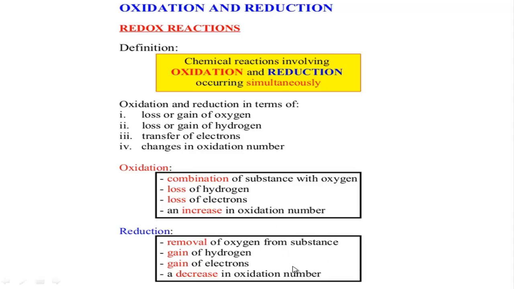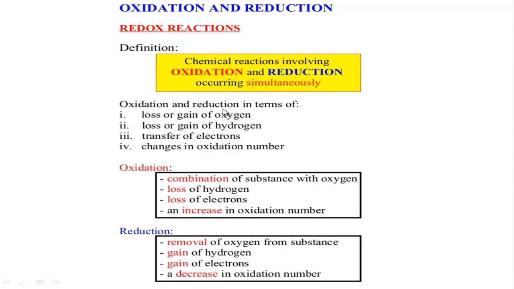and the opposite phenomenon occurs in a reduction reaction. So in a reduction reaction we see removal or loss of oxygen from the substance, or gain of hydrogen, or gain of electrons, that means electrons are accepted, and a decrease in oxidation number. In the reduction part, the oxidation number of atoms will decrease.